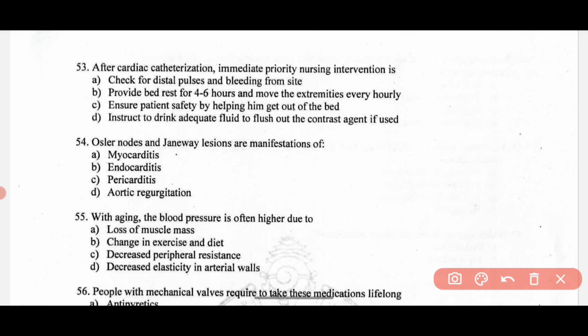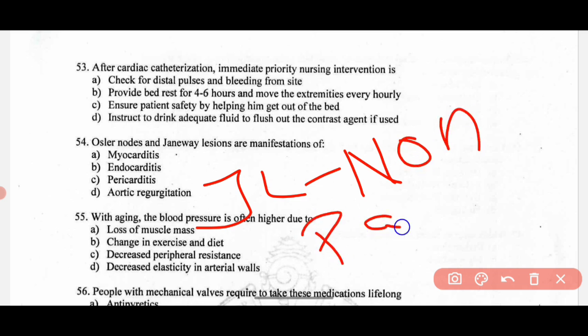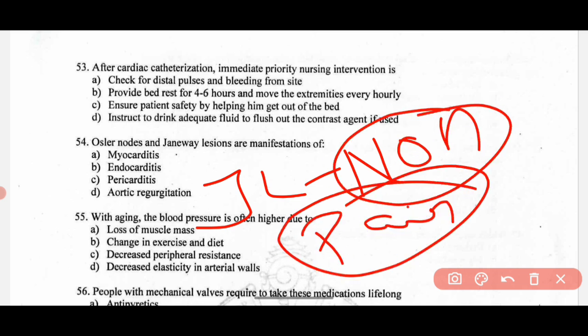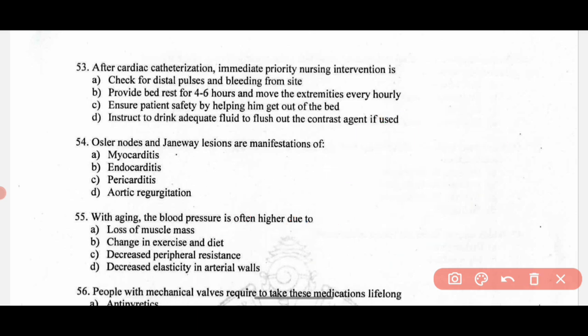Whereas in Janeway lesions, non-painful nodules or non-painful macules are seen on the palms and the soles. Osler node: fingers and toes. Janeway lesions: palms and soles. Osler node, painful; Janeway lesion, non-painful. And these two are the cutaneous manifestations of endocarditis. So the right answer here is option B.